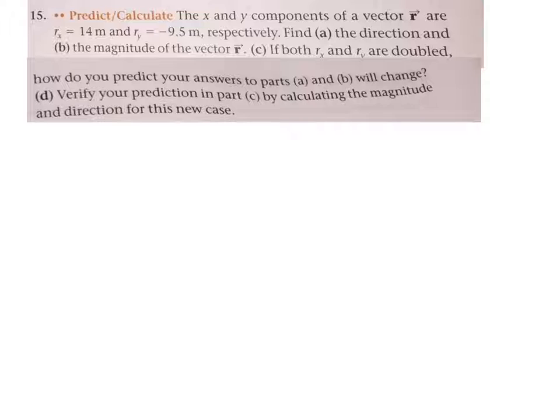So let's sketch first and say we have our x and y axis, and we are informed that the vector r has r_x equals 14 meters and r_y equals minus 9.5. I think I said 19, but it's 9.5. Whereas this was 14.